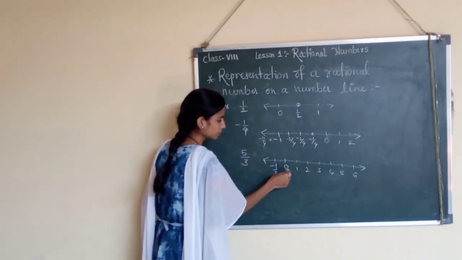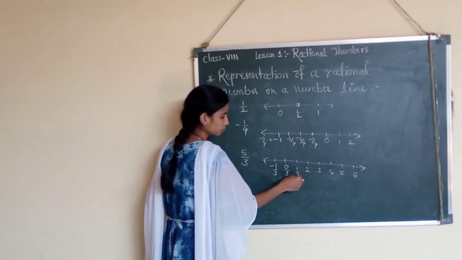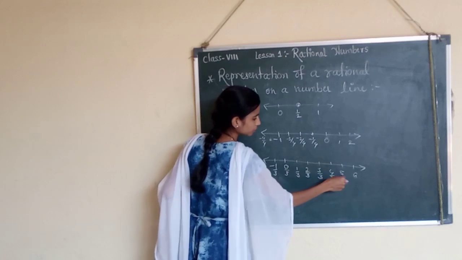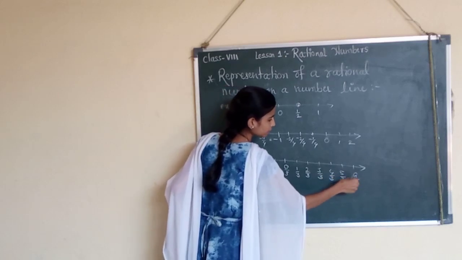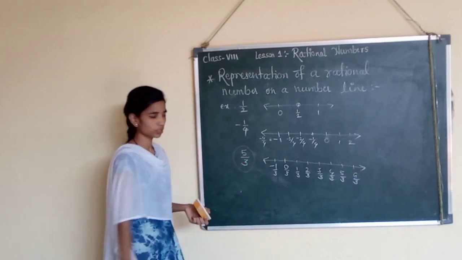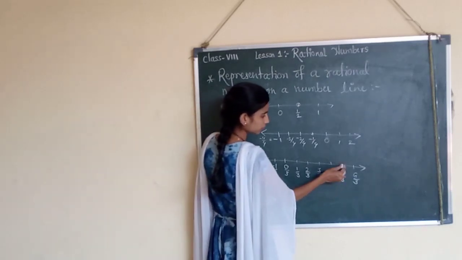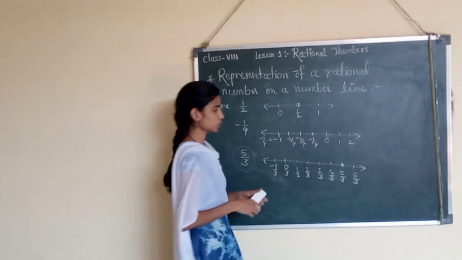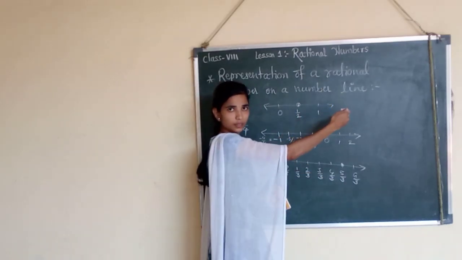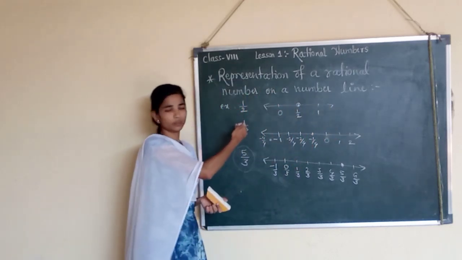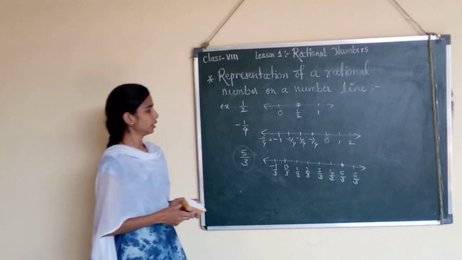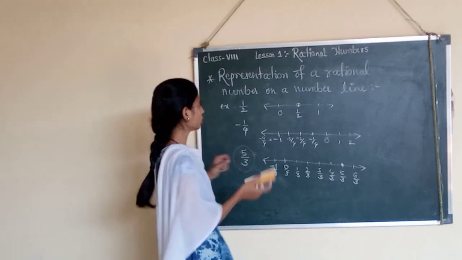So we will divide all integers by 3. That means minus 1 by 3, 0 by 3, 1 by 3, 2 by 3, 3 by 3, 4 by 3, 5 by 3 and 6 by 3. So students, what is required? 5 by 3. Here you can see 5 by 3. So we can show this point on the right side of the number line, which is represented by positive numbers, while the left side of the number line is represented by negative integers.